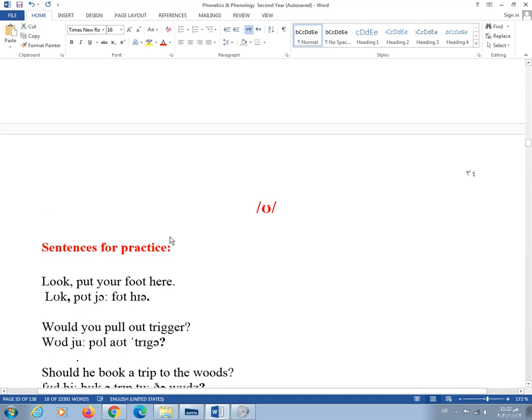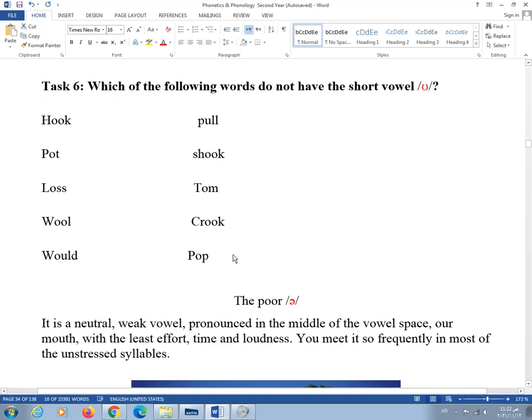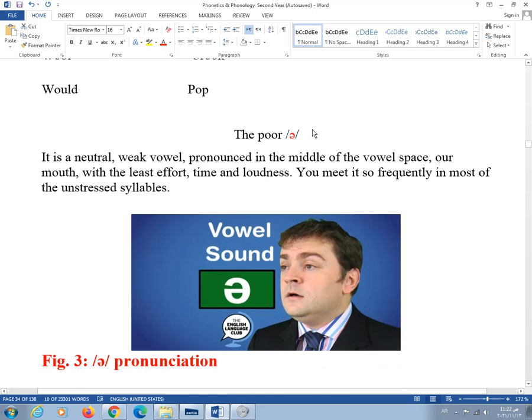Look, put your foot here. Would you pull our trigger? Should he book a trip to the woods? Okay. And then we have the last one, which is the poor schwa.